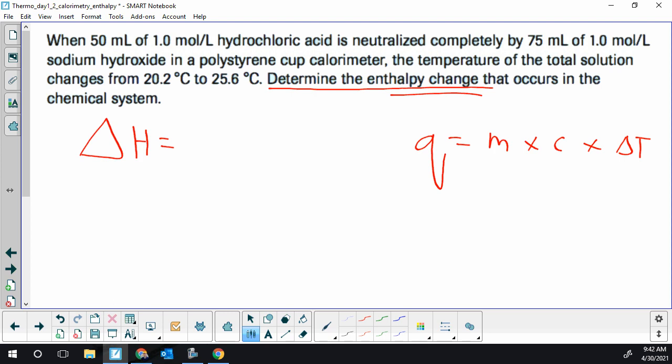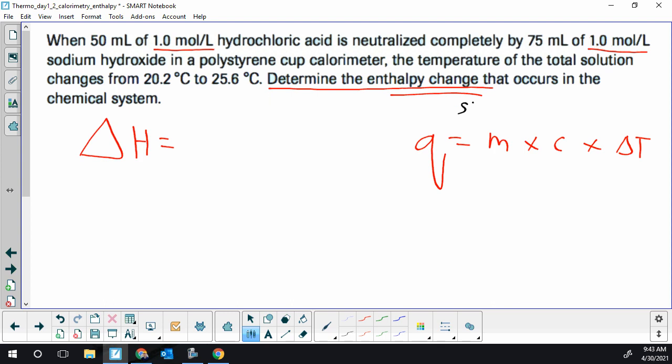Now I'm going to read the question and start trying to get some of the key information. When 50 mL of 1 mole per liter hydrochloric acid is neutralized with 75 mL of 1 molar sodium hydroxide in a polystyrene cup calorimeter, we have a certain temperature change. So we have two solutions. Same as in Chemistry 20, anytime you're told you have a solution and you're not told what the solvent is, you're to assume that it is water.